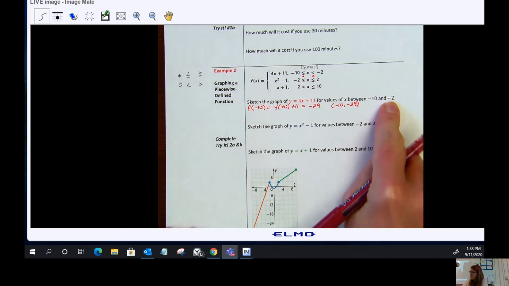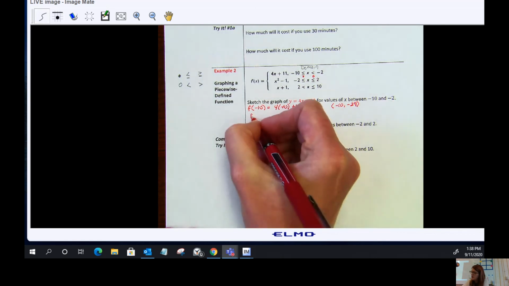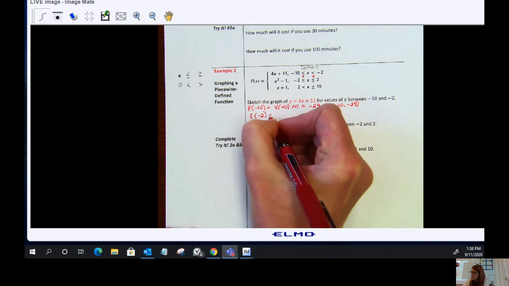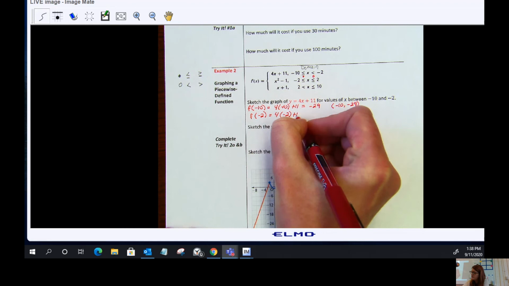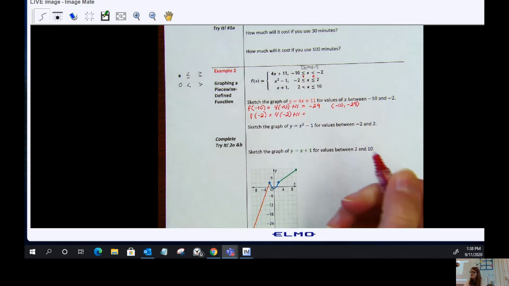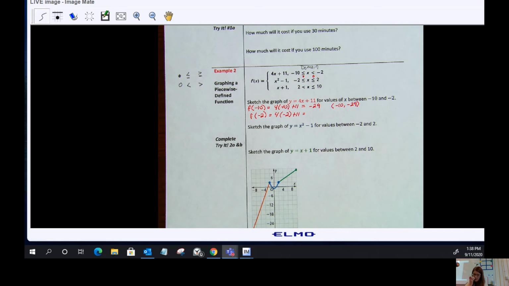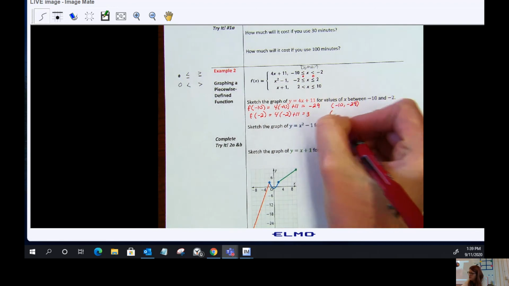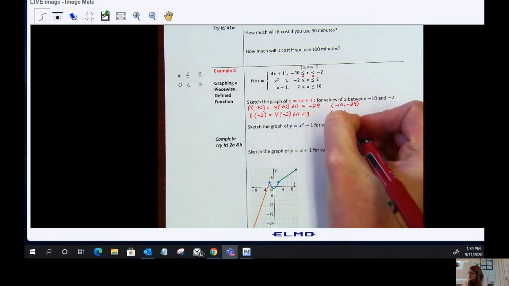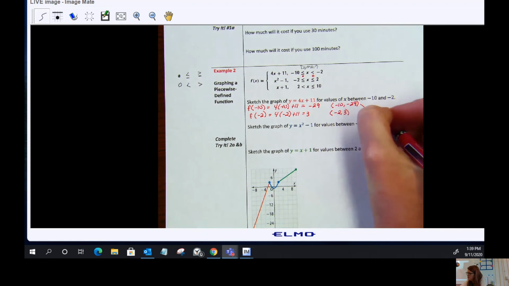And now let's grab the end of the domain. That's going to give me the other endpoint, -2. So f of -2 equals 4 times -2 plus 11. Well, 4 times -2 is -8. Plus 11 gets me a +3. So that gives me the endpoint of -2, 3. These are your endpoints of that graph, and I can just use these to graph.